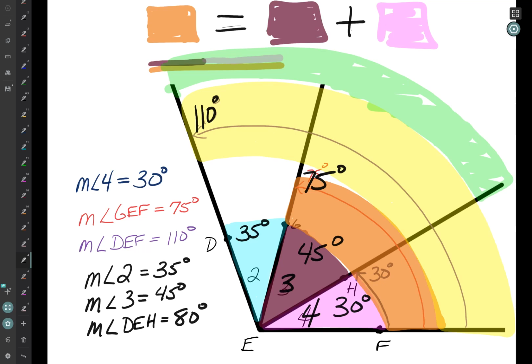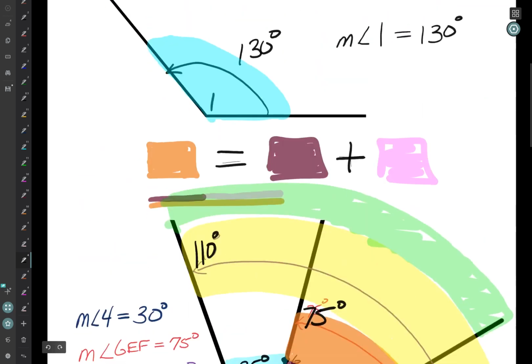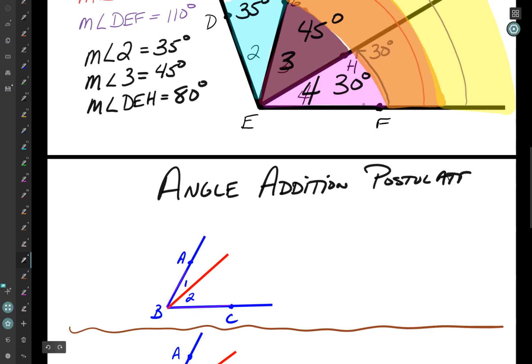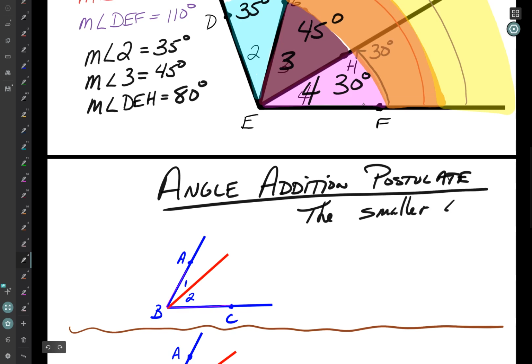That's easy, isn't it? But it's kind of weird because it's along circles. Agreed? What we did there, which is the big part of this, is called the angle addition postulate. And it basically means the two smaller angles that make up the bigger one.